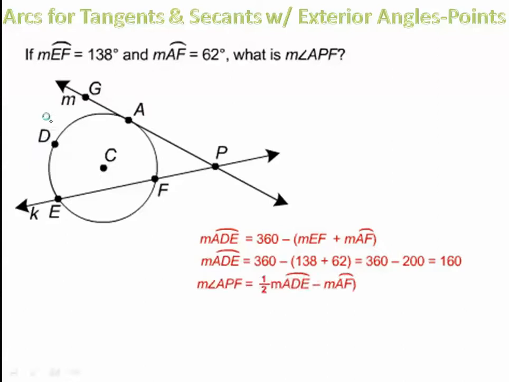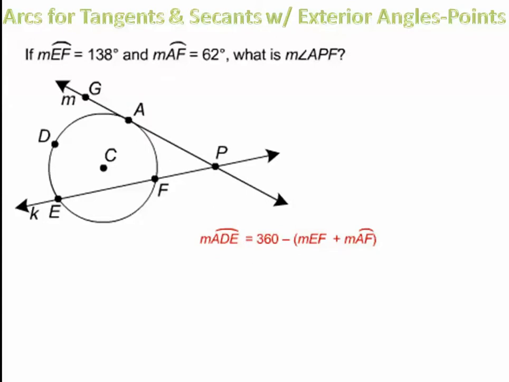So you come right here. Oh, goodness gracious. I thought my pen was clicked and it wasn't. So I come right here. I know that this is 160 degrees. I know AF is 62 degrees. So now you find the difference of these two. You divide by 2 and you're going to find out what the measure of the angle is.